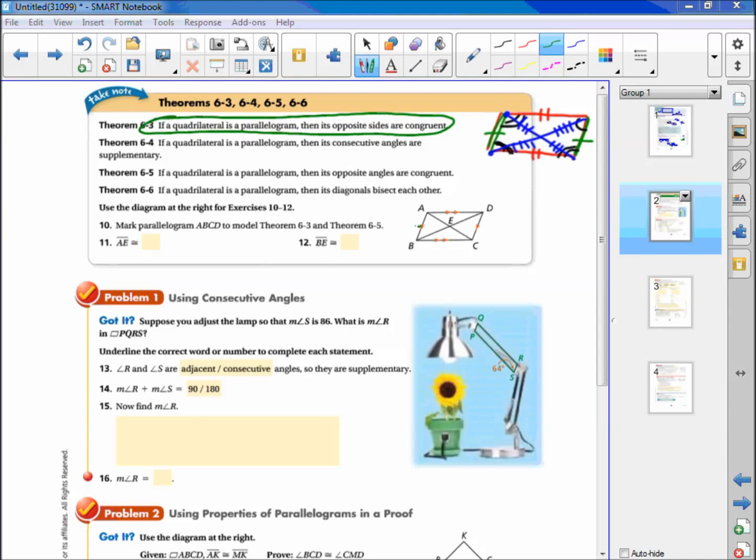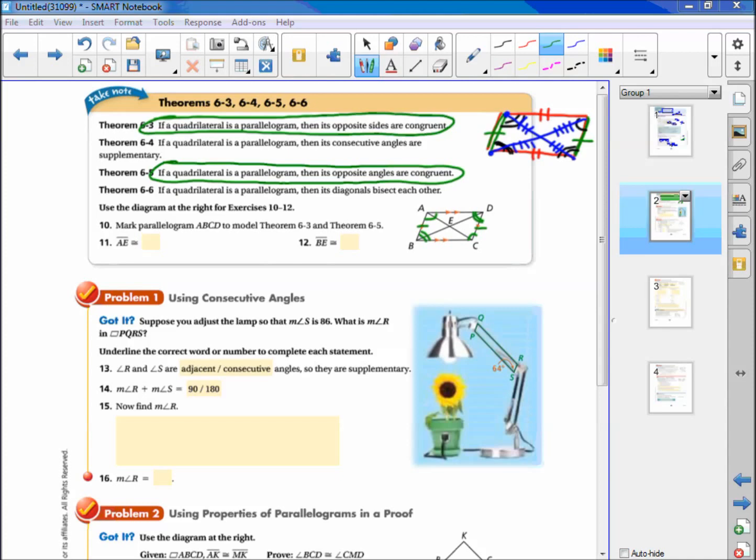So I should be able to mark AB and CD the same. And if a quadrilateral is a parallelogram, then its opposite angles are congruent. So I should be able to mark A and C the same, and B and D the same.